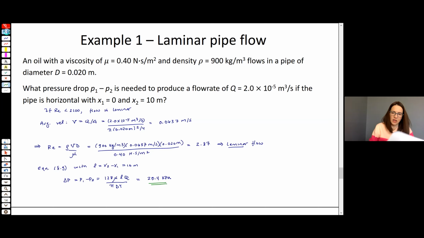All right. So there we go. Just to recap, first thing we did was check to make sure the flow was laminar. Since it was laminar, we could go ahead and use those expressions, Poiseuille's law, most importantly, that relate the pressure drop delta P with the flow rate Q and the diameter. All right, one more example.